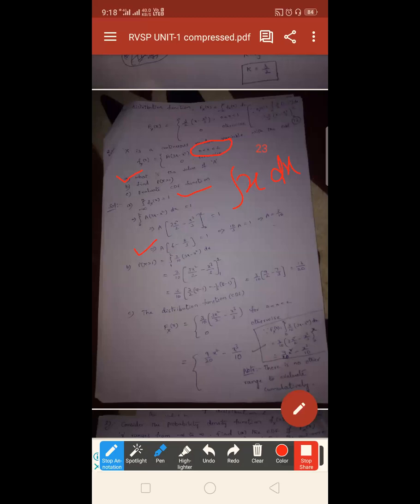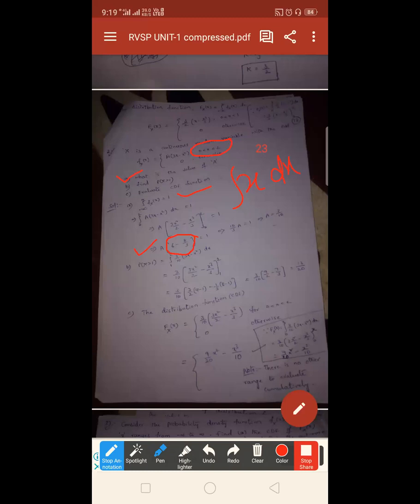So you have only one term regarding the upper limit: 3 into 2 square by 2 minus 2 cube by 3. 3 into 2 square by 2 means 2, 2 square by 2, the 2s cancel out. So 3 into 2, you will get 6, minus 2 cube by 3, which means 8 by 3, which is equal to 1. So here capital A into 6 minus 8 by 3.